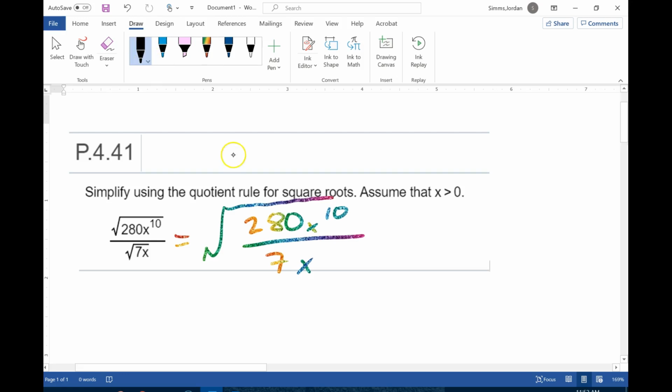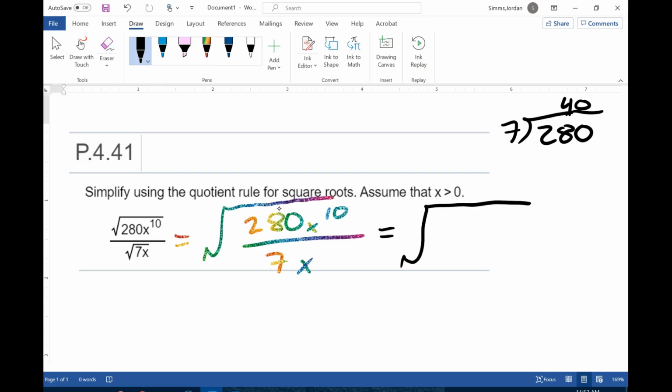I'm going to go black. So this seemingly insignificant step is crucial for us, because now what we can really do is some division. Now 7 into 28, let's pretend we don't have a calculator. 7 goes into 28 4 times, so that's going to be 40, right? So let's simplify that. I still have the square root, but this is going to be 40. 280 divided by 7 is 40. We just simplified that. And then we'll do our exponent rules here.